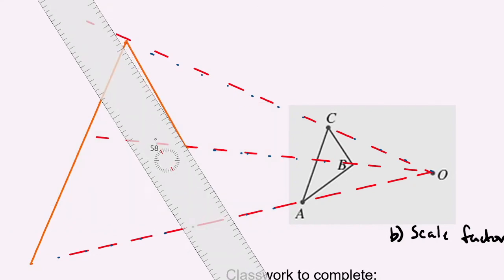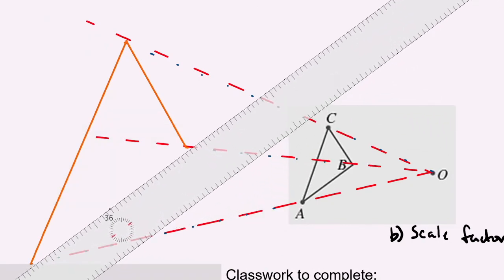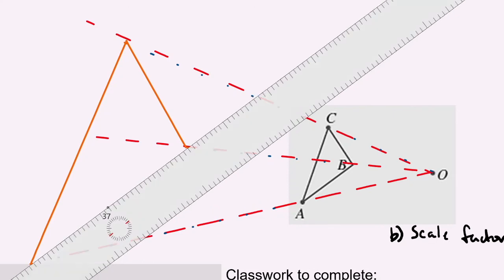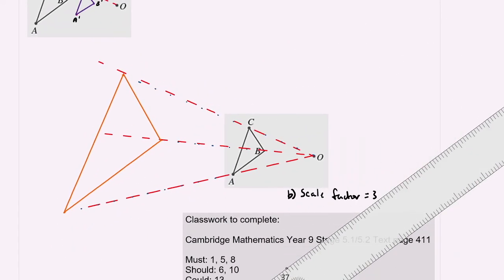Alright, you can see it coming together. Bob's your uncle. Alright, and we can just pop those labels in again. Alright, so C dash, B dash, and A dash.